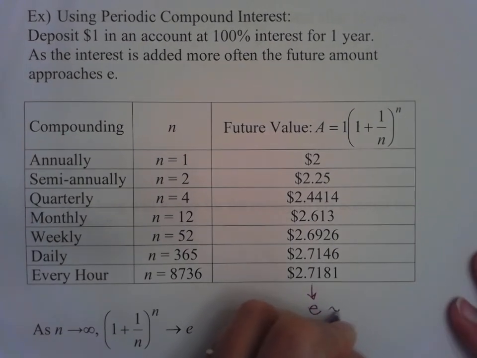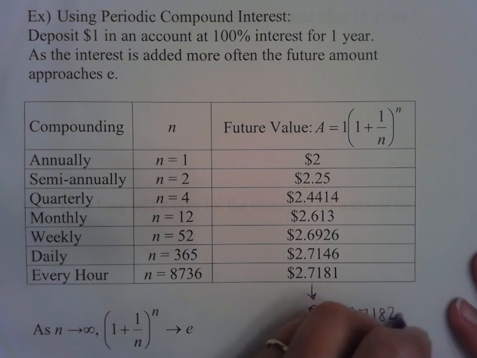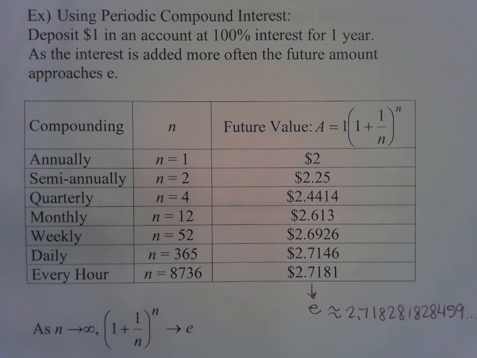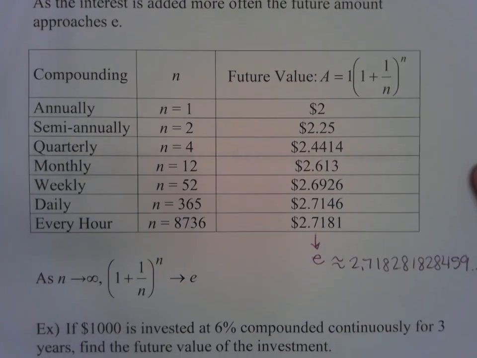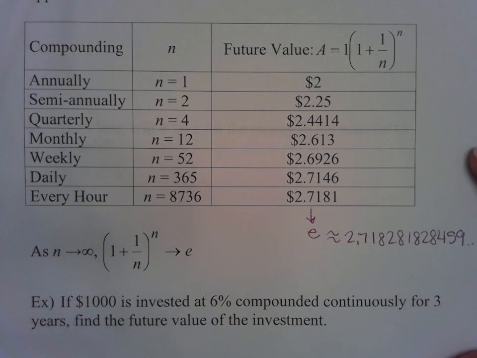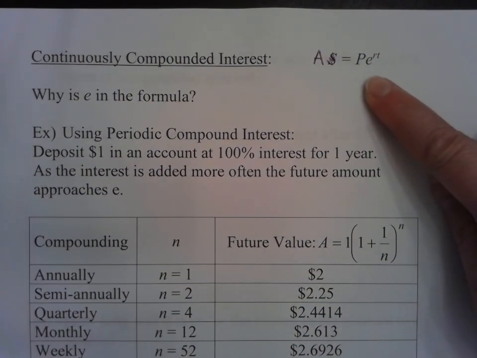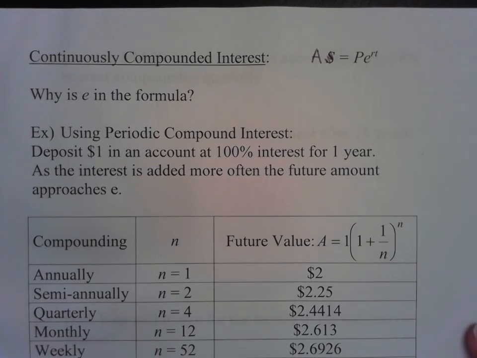which is 2.71828182845, etc., etc. So the more we compound the interest, the more often we do it per year, the closer the value of our investment gets to the value of E. This is the idea of a limit, if you've ever talked about limits. So this piece of the formula allows us to see E in the formula for the continuously compounded interest. And again, that's not a full derivation of where this comes from, but it's a little bit of an idea so you can see where we're going.